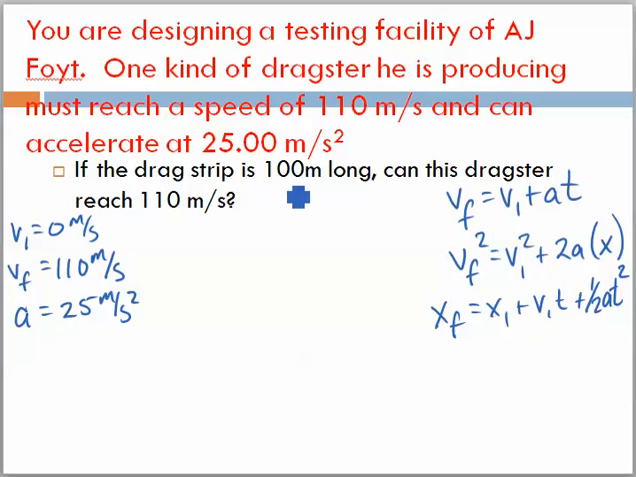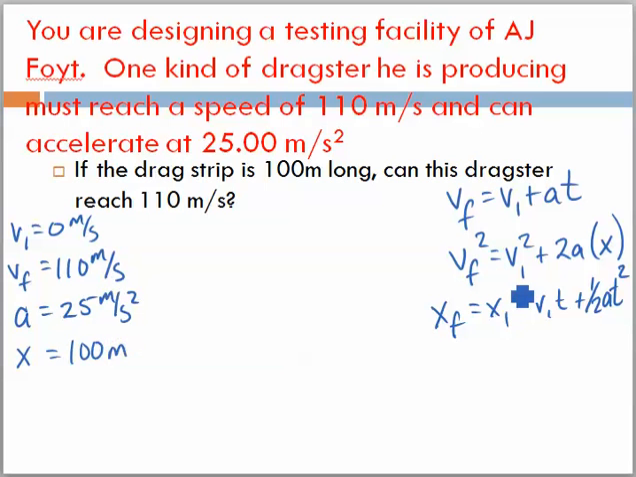They give me that the total displacement, the distance that we're going to go from our beginning to our final, is 100 meters. So I ask myself, can this dragster reach 110 meters per second? Well, this is the information they've given me, and they do not give me a time.